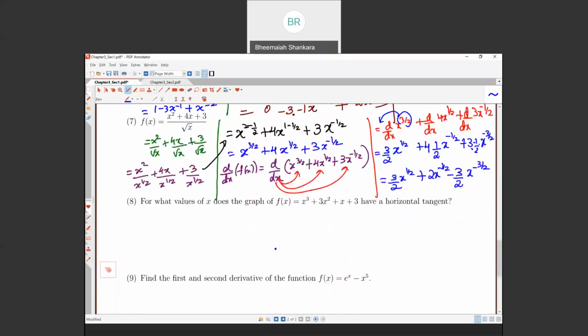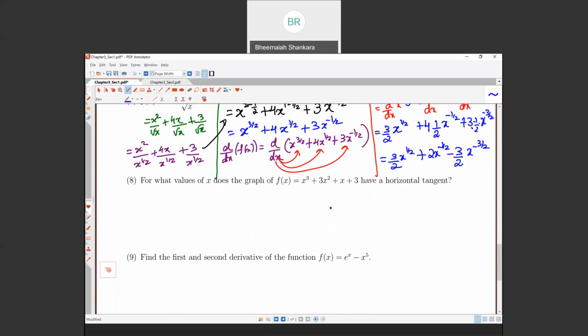In the next example, for what values of x does the given graph have a horizontal tangent? Whenever you see the words horizontal tangent, you have to understand that the slope of the curve, if f of x is the given curve, the slope is always f prime, and that should be equal to 0. The slope of a horizontal tangent is 0. So given f of x in the problem, let's find f prime, the derivative of the function. Let me write f prime below this and let me differentiate each term.